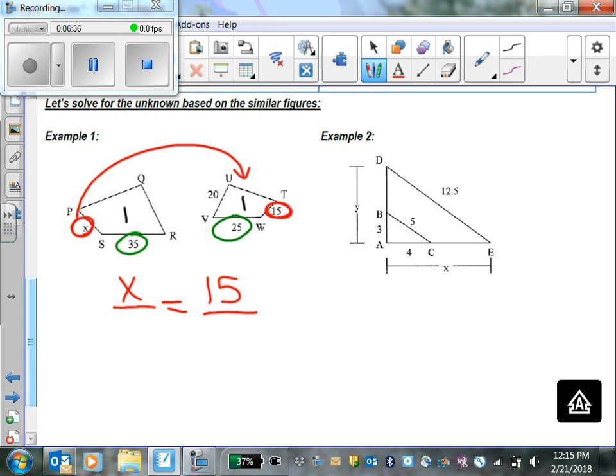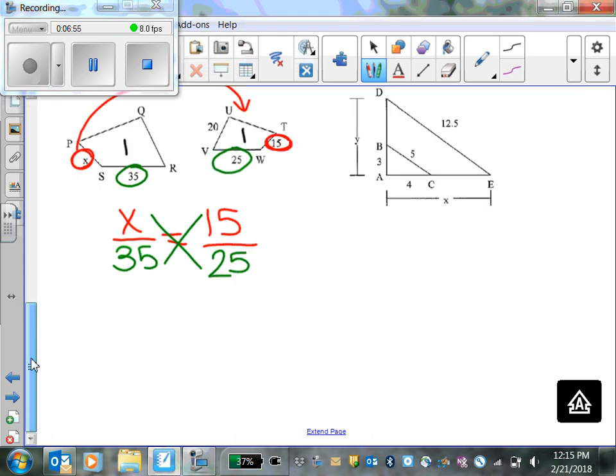Okay, so 35 is with x. It has to stay with x. So I'm putting 35. 25 is with 15, so I'm putting 25. Questions on how I set that up? So now all you have to do is cross multiply and divide to figure out what x is. Just like from 6-2. Cross multiply and divide.